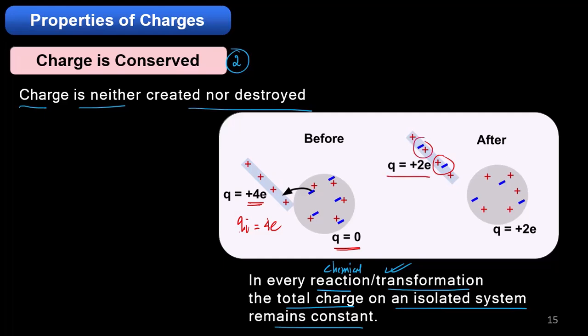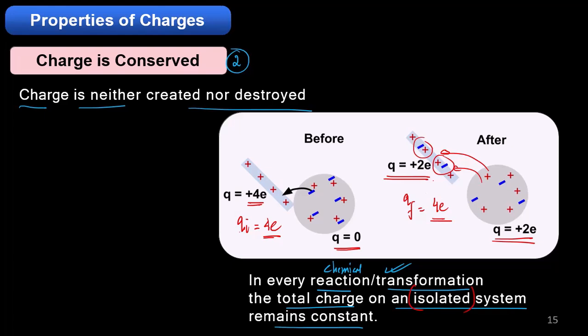Okay, so ultimately what happens? The charge on the rod is plus 2, and since 2 electrons come out from this ball, the deficiency of electrons means the ball also becomes plus 2e charge. So what is the total final charge? 2 plus 2 means 4e. So the total charge after the transformation and before the transformation remains the same, provided it is kept inside the isolated system.